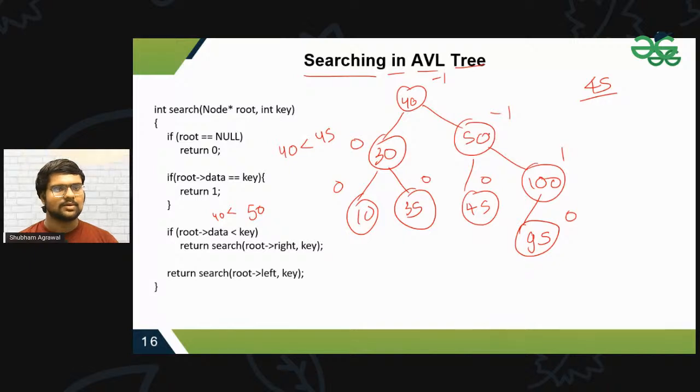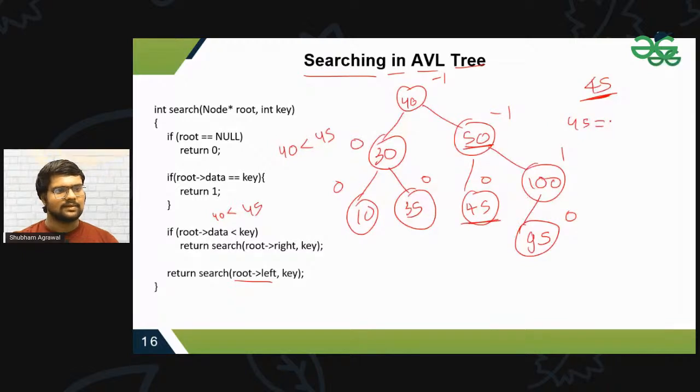So we will go to the right subtree, and in the right subtree it is 50, and 50 is again compared with 45. Since 50 is greater than 45, we will go to the left of it, and here it is 45. Now 45 is compared with 45. So 45 is equal to 45.